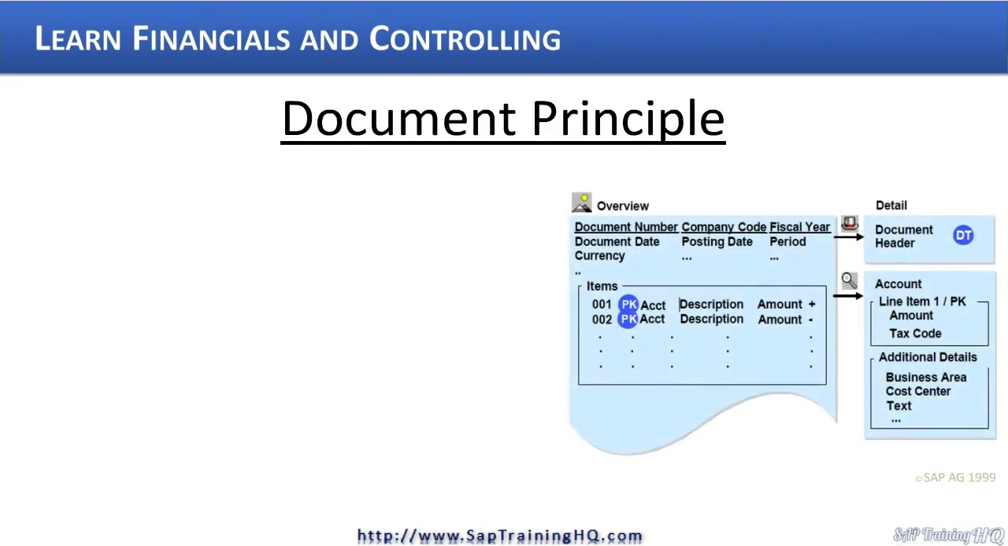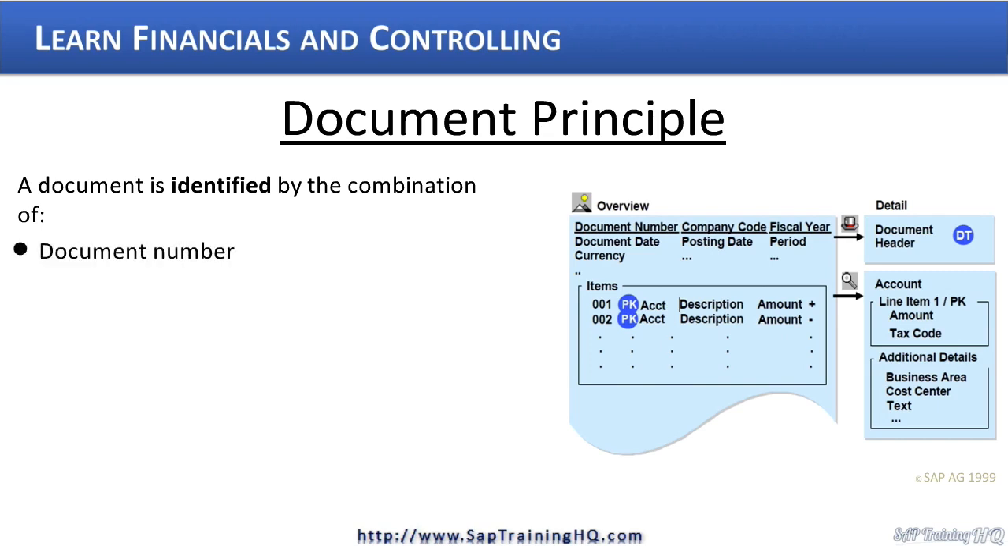Now, any posting in R3 is always stored in a document form, and as I've just mentioned, this is called the document principle. Now, in an R3 system, a document remains as a complete unit in the system until it is archived. A document is identified by the combination of the document number, the company code, and the fiscal year.